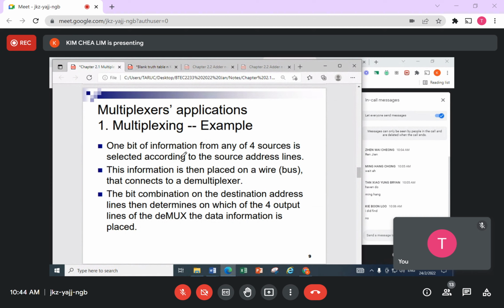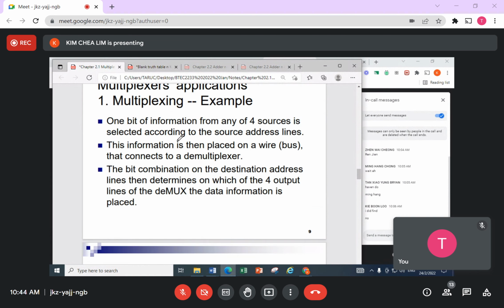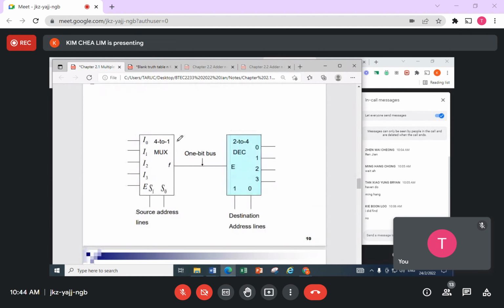So this part here is what I already mentioned just now, the multiplexing example. Look at this part here. The drawing is nicer. Destination address, wherever you want to go. Make sure to synchronize properly.